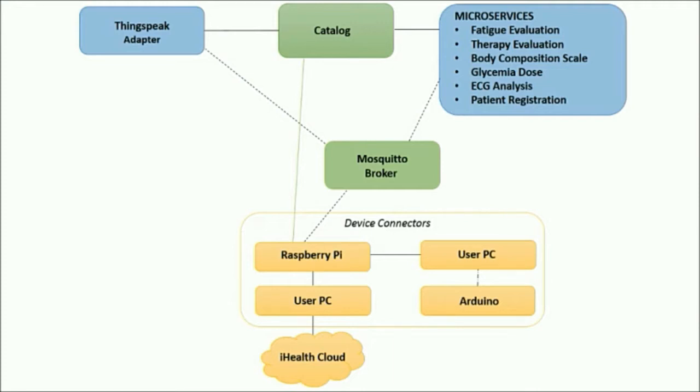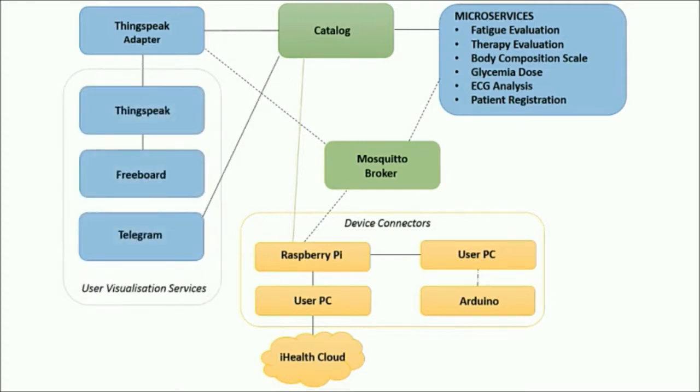At this point, data must be shown to their end user, which may be the patient or his caregivers, or the physician. For the patient side, 2 services are available. Through TeamSpeak, on which data are updated through a specific adapter using REST protocol, the patient can visualize the data over time, while through Telegram, which takes data from the catalog through REST, he gets alarms and feedbacks about his situation. The physician instead can get an overview of the general status of all his patients through Freeboard, which takes information directly from TeamSpeak channels through REST protocol.